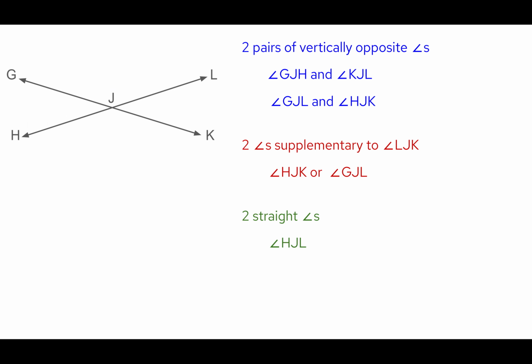Two straight angles? Well, we have angle HJL and GJK. Again, they make 180 degrees or straight lines. And an angle congruent to GJL. Again, vertically opposite angles are equal, so we could say HJK.